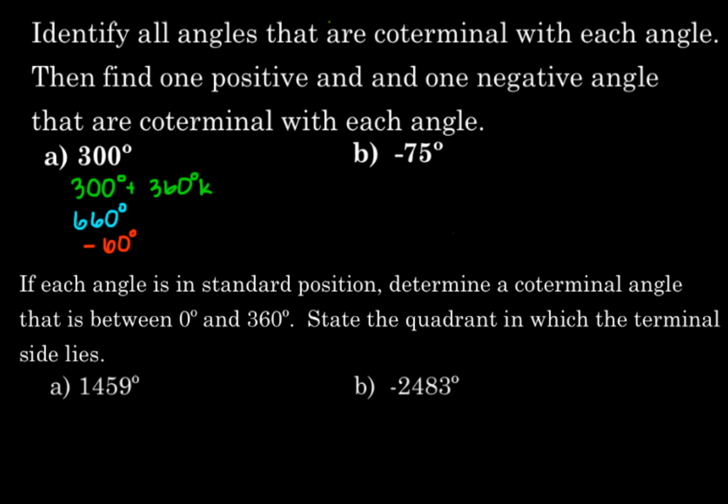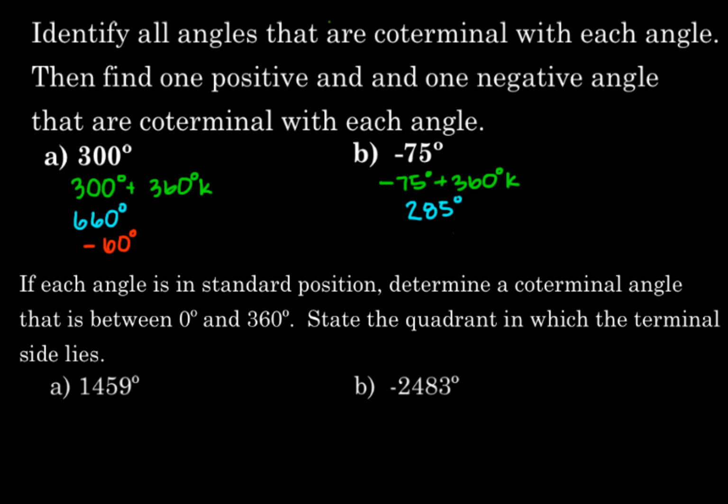Okay. Let's try that with negative 75 degrees. Once again, we do the same exact thing. We're going to say all coterminal angles will be negative 75 degrees plus 360 degrees times k. And then we have to do a positive version. I'll make k positive 1. 360 plus negative 75 comes out to 285. So my positive amount is going to be 285 degrees.